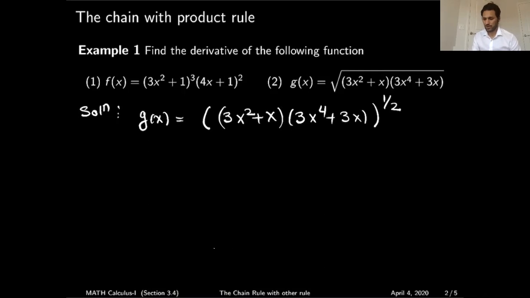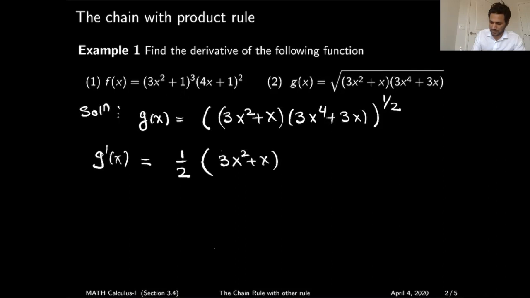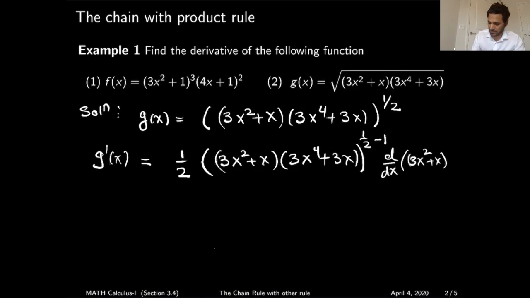As you can see, now the product is sitting inside of the square root function. Since the product is inside a function, we will use the product rule second, in the second place. First, we will use the chain rule. So g prime of x: what is the chain rule? You drop the power because it's a power function; the outside function is a power function. Therefore, you take 1 from the power, and then you multiply by the derivative of the inside function, which is 3x squared plus x times 3x to the power 4 plus 3x.